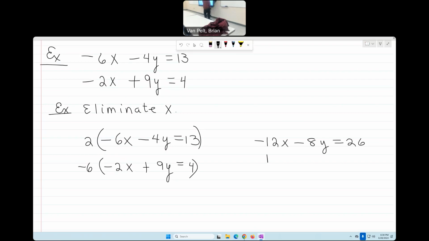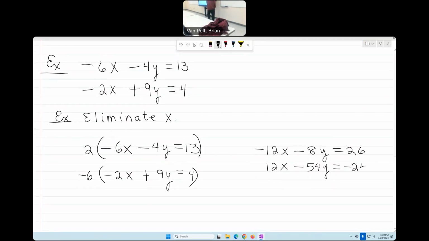We have positive 12x minus 54y equals negative 24. And now I'll combine them. Let's see here, we get negative 62y equals 2. So I'll divide by negative 62. Or if you want, you can simplify this to be negative 1/31.